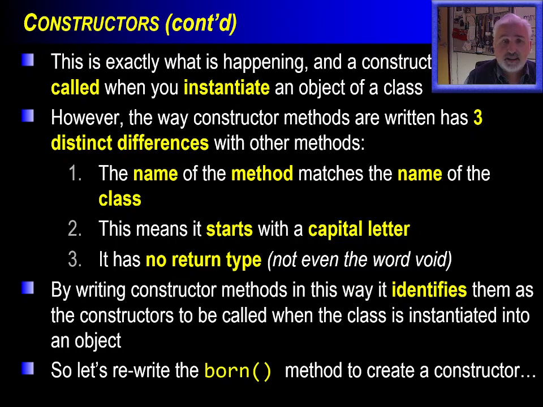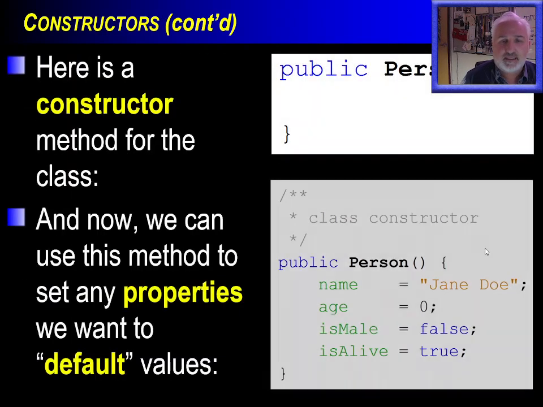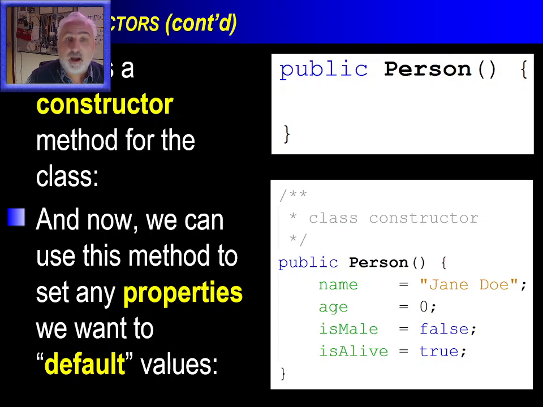There are these special methods that have, one, the exact same name as the class, including a capital letter, just like the class name uses a capital letter. But also, really importantly, constructor methods have no return type, not even the word void. That's how they become constructor methods. So in the example we did in the 30S course, we rewrite the born method to become a constructor method, right? So here you can see the Person constructor method. Generally, constructor methods are used to set the properties to starting or default values.